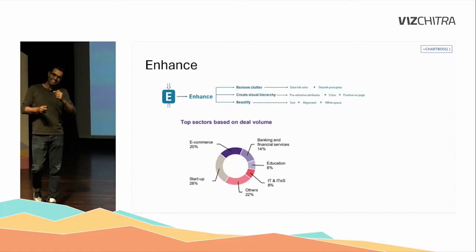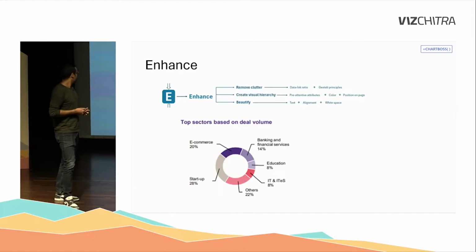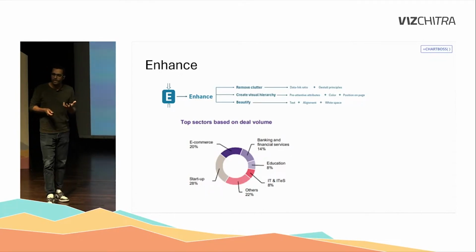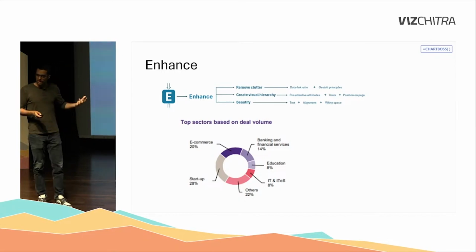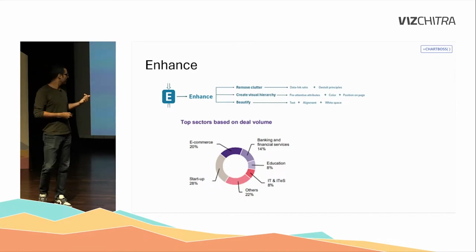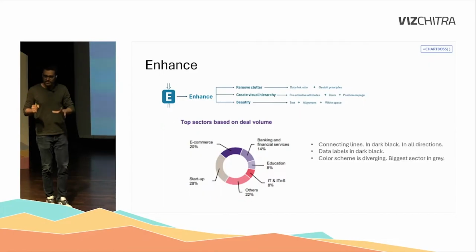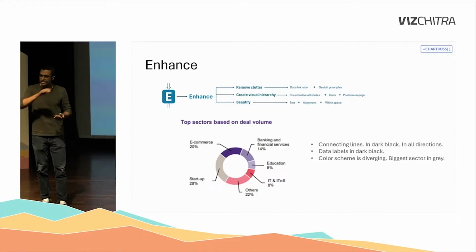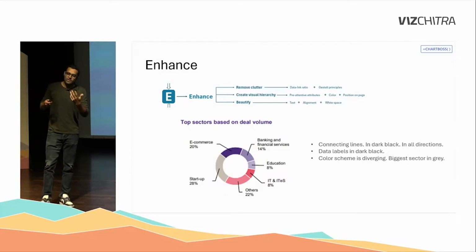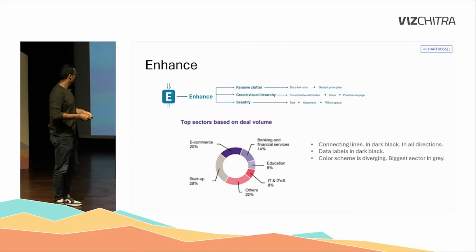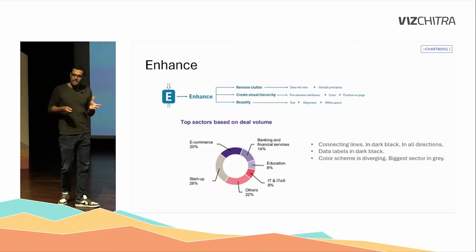So, third, let's get to the enhance part, right? Clutter. Do you see a lot of clutter in there? You do, right? I mean, there's a lot of things that don't belong there. Color. Color is not very well used, right? So one is you see this loud black text which has your data labels. Second is you see a lot of connecting lines which are clutter, which we could have done away with using the Gestalt principle of proximity.